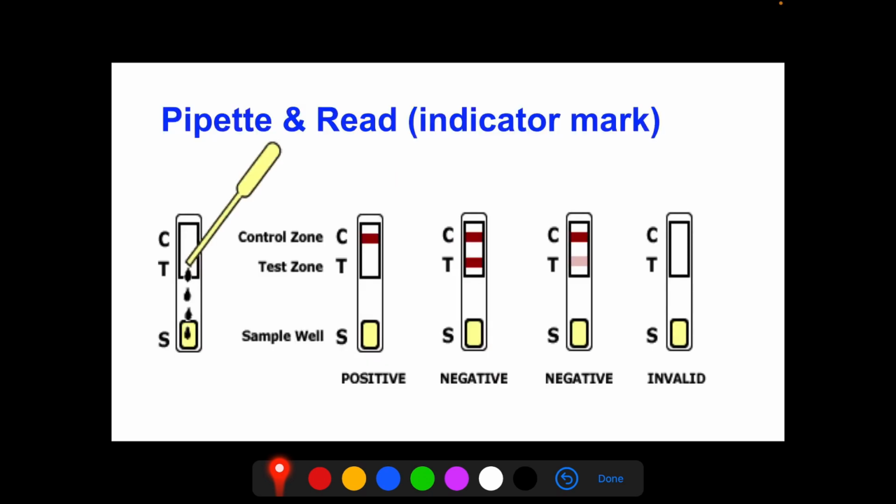This one is also pipette and read. The three kits here are considered valid tests because they contain a control line. However, this one does not have a control line, so it's invalid. And again, no matter how faint the line is, the drug test result is considered negative if it contains a line. So again, if it doesn't have a line, then it is considered a positive result.